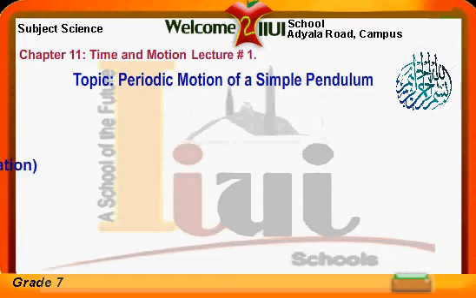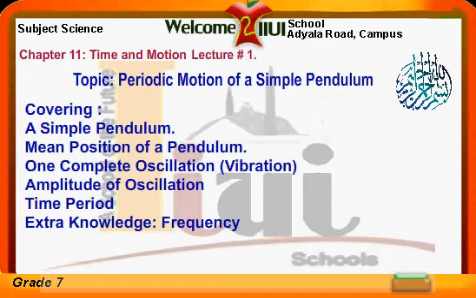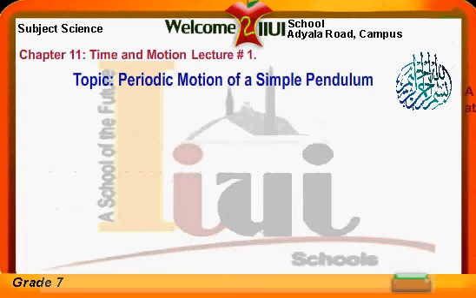In this topic, you will learn a simple pendulum, mean position of a pendulum, one complete oscillation, that is vibration, amplitude of oscillation, time period, and of course, an extra knowledge regarding frequency related with simple pendulum.